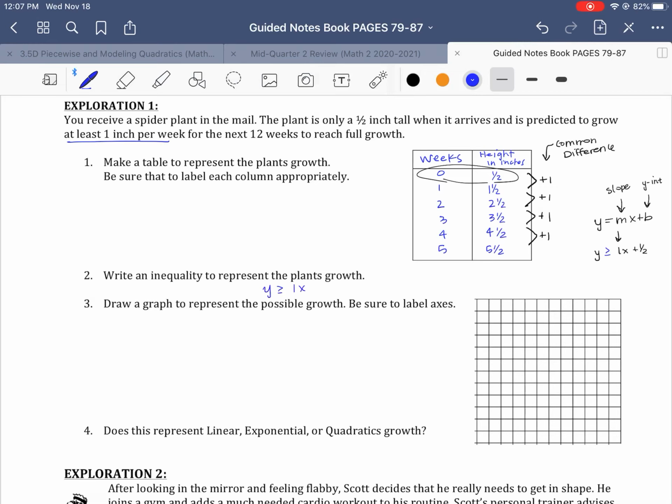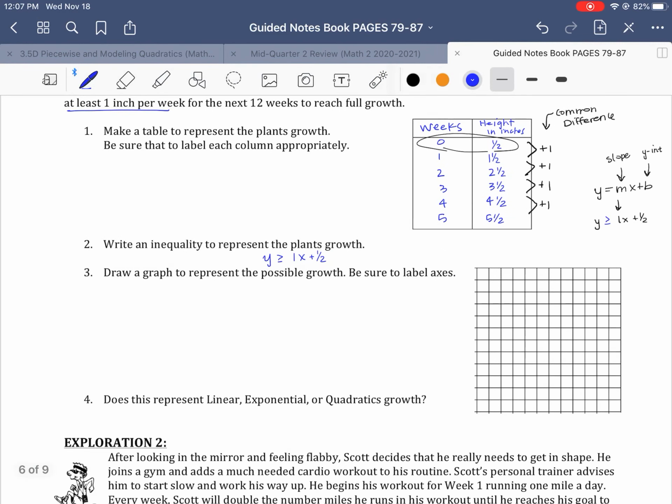Again, for linear, we just need that rate of change and then the y-intercept or that initial value. And we know that the equation is linear when there's only a degree of 1. So there's 1x there, which has a degree of 1. That would be linear.